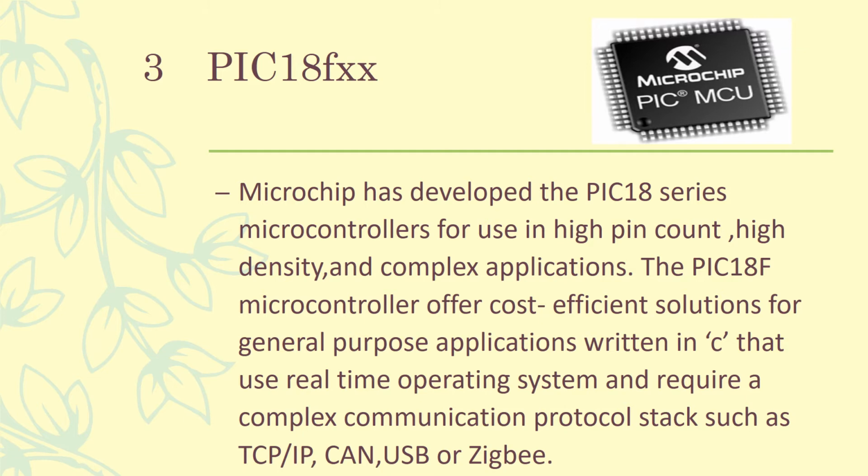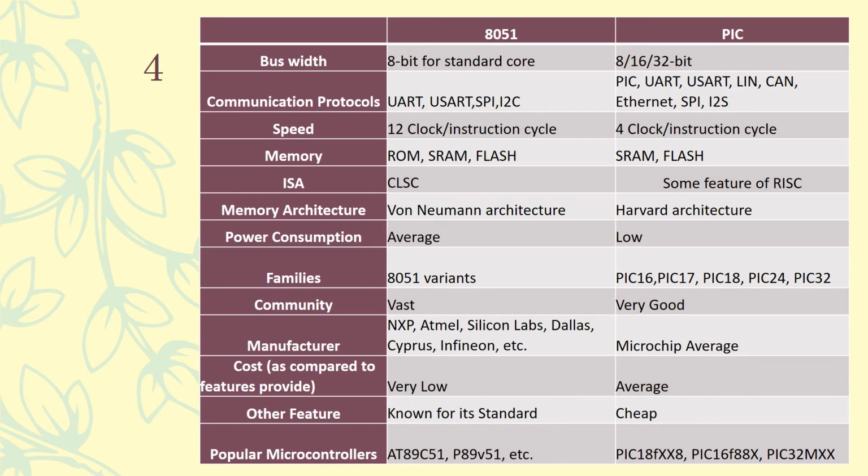Now before going to those features, let us have a small bite of comparative analysis as far as the general purpose microcontroller 8051 and PIC. Now the first thing is bus width. This is one of the parameters. In case of 8051 it is an 8-bit standard core. In case of PIC, it may vary. 8-bit controllers are available, 16-bit are available, 32-bit are available.